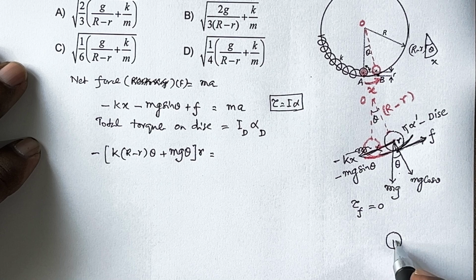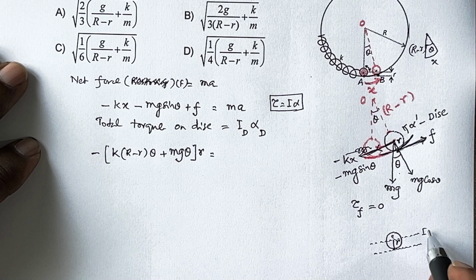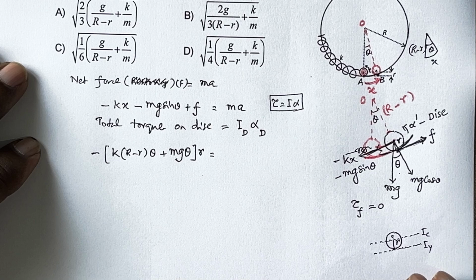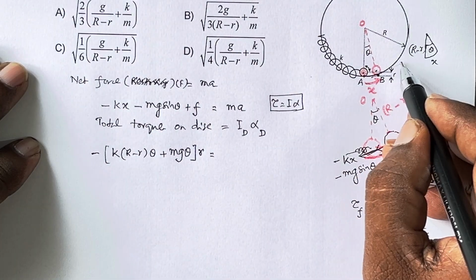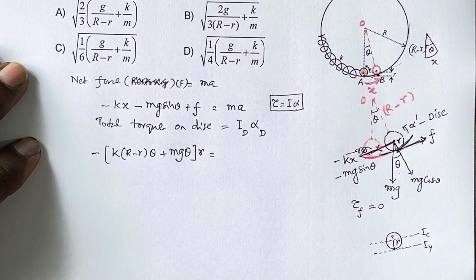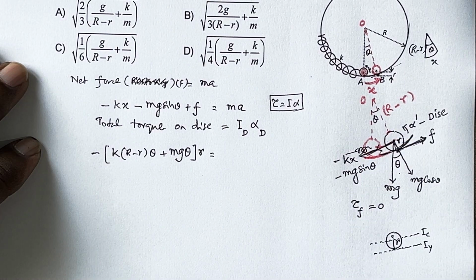This is the radius. This is the center of mass. This is the periphery. This is the axis of rotation. This is the axis going through the center of mass. So about the center of mass, about y, you have to calculate. See here, about this axis, the center of mass, you have to calculate. So you have to use the parallel axis theorem.